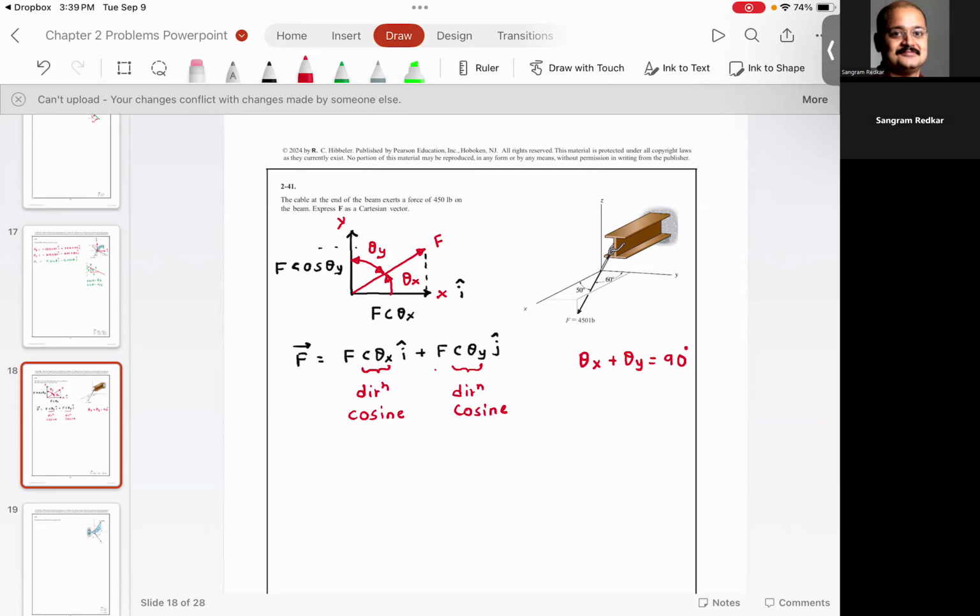Now remember a very important relationship between the direction cosines. You can see from here, since theta x is equal to 90 minus theta y. You agree with me? So if I were to say cosine squared theta x plus cosine squared theta y, what should be my answer?